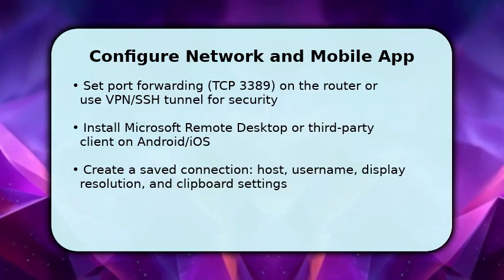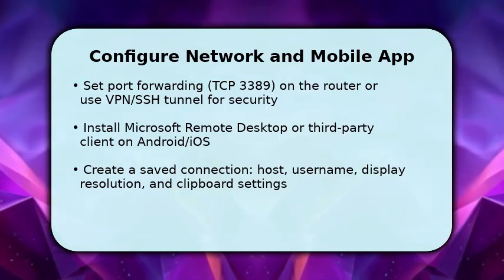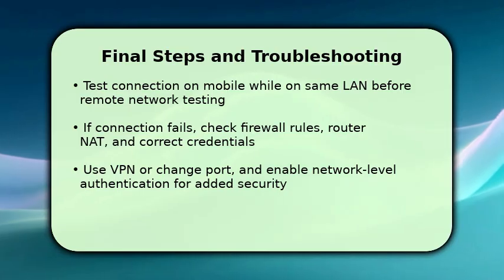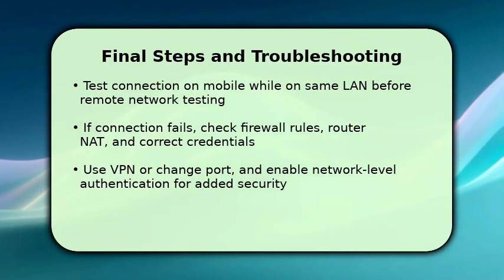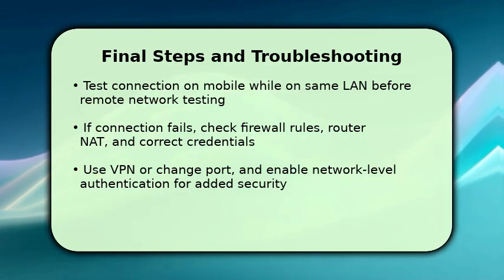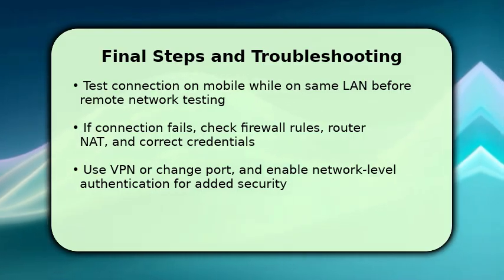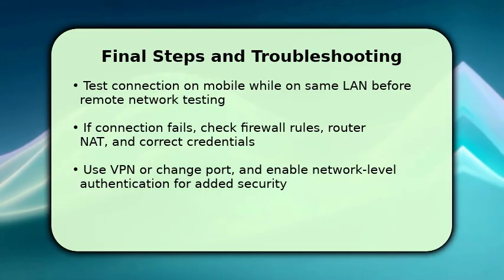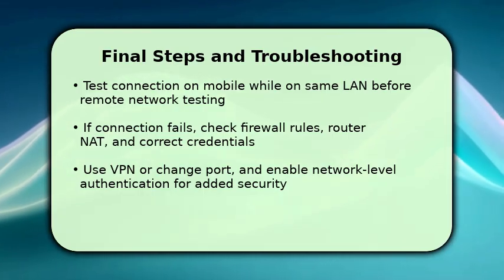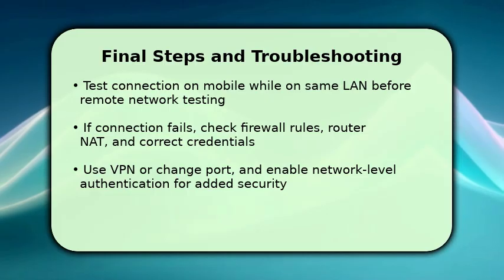Finish by testing locally. Connect your phone to the same Wi-Fi and launch the saved remote session. This isolates network issues. If you can't connect, verify Windows Firewall allows remote desktop, confirm router NAT/port forwarding, and recheck the username and password. Simple typos are common.